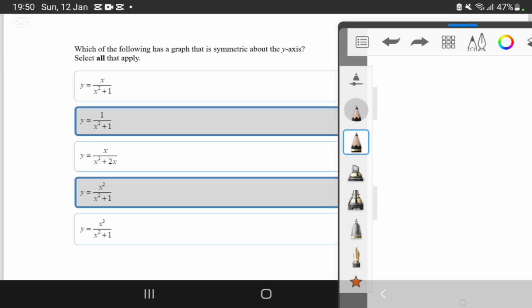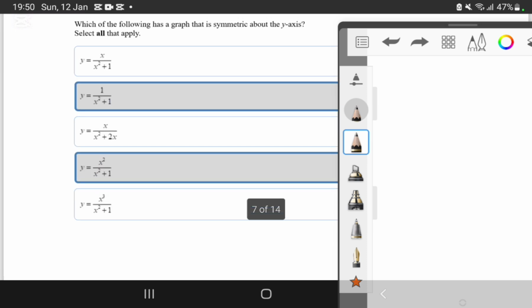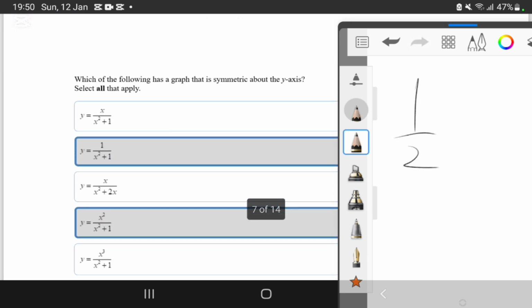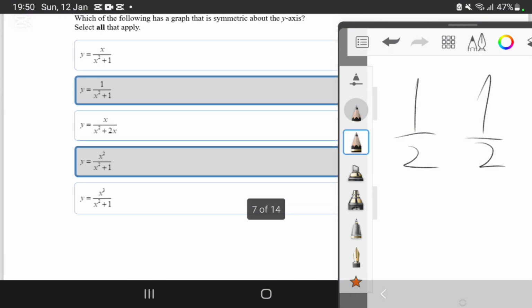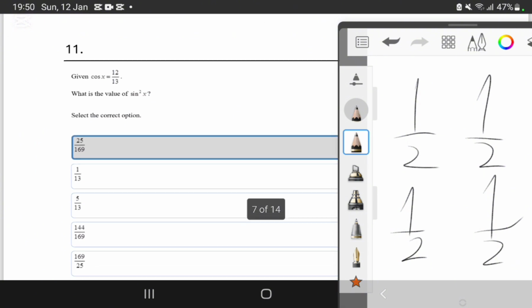Number 10. To find out if the graph is symmetric about the y-axis, the function has to be even. That means if we substitute by 1 and negative 1, the answers will be the same. Let's take 1 and negative 1 for the second option, which will give us 1 over 2. If we substitute by negative 1, it will also give us 1 over 2. Same thing here, if we substitute x by 1, it will be 1 over 2, and if we substitute x by negative 1, it will be 1 over 2.